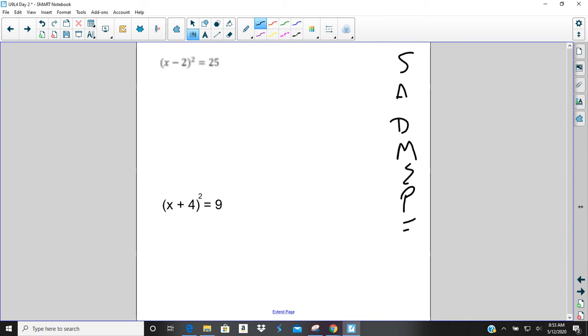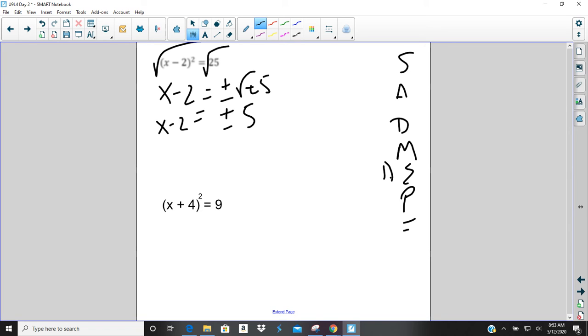Parentheses is all the way down here. So first we have to get everything away from the parentheses. We can't do the subtraction yet. So we're going to go to the exponent. We're going to take the opposite of the exponent, which is the square root, and we're left with x minus 2 equals plus or minus the square root of 25. The square root of 25 is a perfect square, so we're left with plus or minus 5.